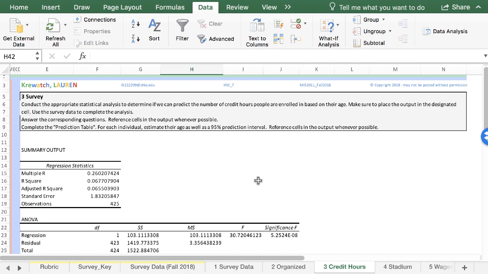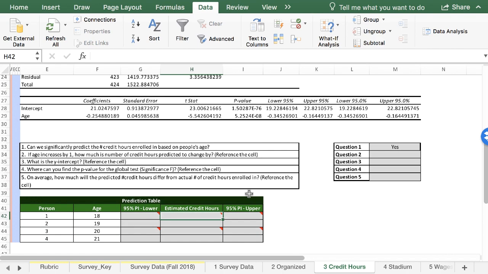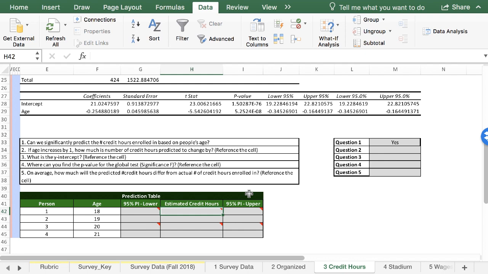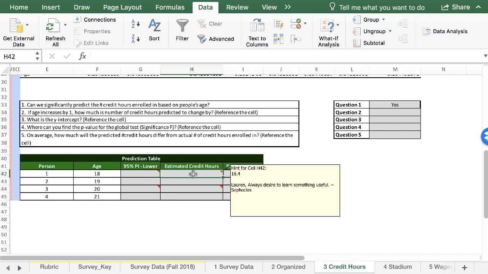So I went ahead and did that already. So here's the output that I got. You guys can run yours, make sure your numbers match, and then I'm going to go ahead and scroll down. So you can pause the video here, go ahead and do that part, and then we're going to work on the prediction table.